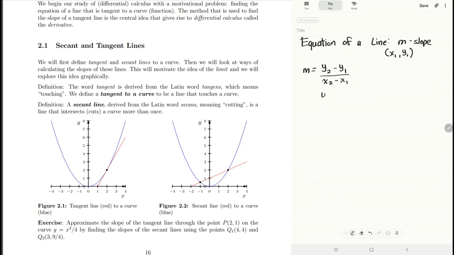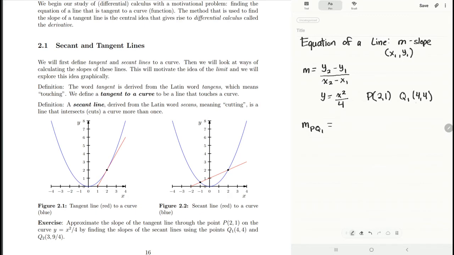So here our curve is given by x squared over 4, and we have the points P, which is (2, 1), and Q1, which is (4, 4). We want to use these two points, which are on the curve, to approximate the slope of the tangent line at the point P. So let's find the slope of the line between these two points.